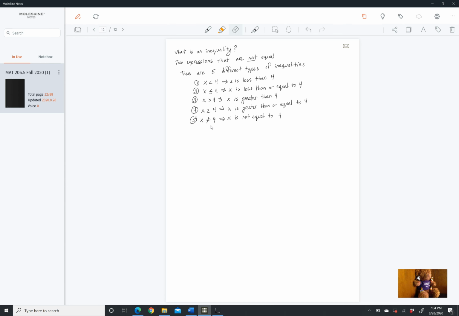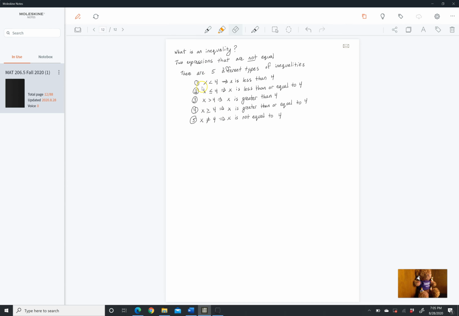Now, not equal to 4 just says the only number that is not okay is 4. So 3 is fine, 7 is fine, -8 is fine, +8 is fine, 3.99999 is fine, 4.00001 is fine. 4 is not part of that solution set. Okay, so this is what we mean by an inequality. And when we solve these, we're looking for a final answer that has x is less than, greater than, less than or equal to, greater than or equal to, or not equal to some other number.